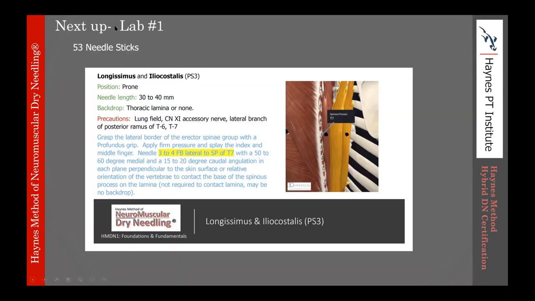So up next is going to be our lab. In this lab, there are 53 plus or minus different needle sticks. As you see on this screen, on our student portal, I've taken all of the instructions for how to dry needle, and I've placed all 53 in there. You'll be able to go to the student portal and download that. I have mine on my cell phone. I can scroll through it. I can search it so that I get down to each one that I want to reference.